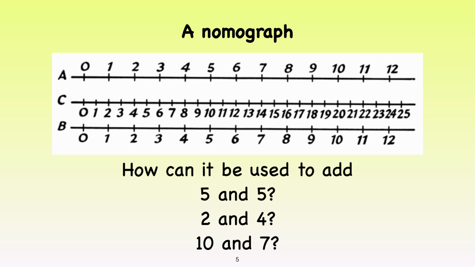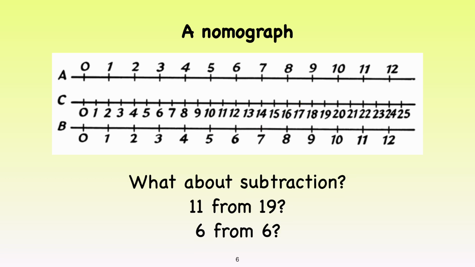How can a nomograph be used to add 5 and 5? Draw a line between 5 in the A scale to 5 in the B scale. The A scale's on top, the B scale's on the bottom. What number does it go through in the C scale? 10. 5 plus 5 equals 10. 2 plus 4 is next. Note that the line that connects these two goes through 6 on the C scale. A line connecting 10 and 7 goes through 17 on the C scale.